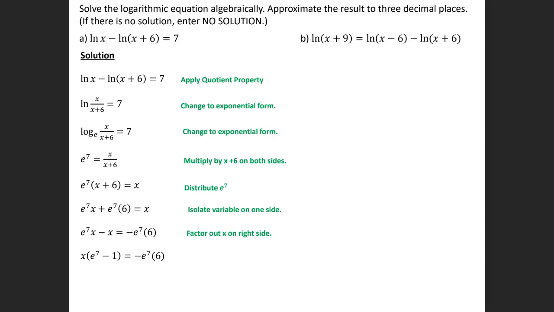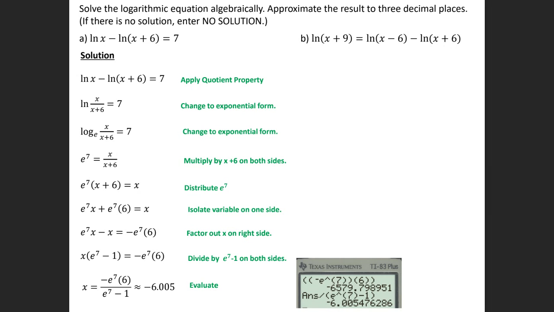So to solve for x, all I have to do is divide both sides by e to the 7 minus 1, yes? So we have x is equal to negative e to the 7 times 6 over e to the 7 minus 1. So this is the algebraic answer. Let's go ahead and plug it into the calculator.